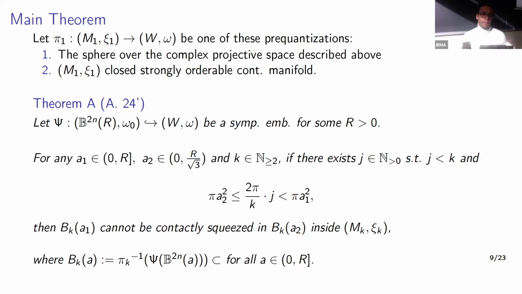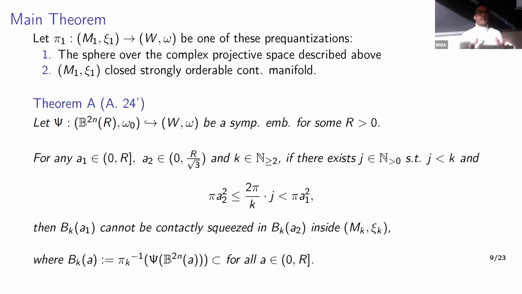But to have some examples in mind, you can think about a contact manifold which is hypertight, for example, that admits a contact one-form whose Reeb flow does not have any contractible Reeb orbit, or that admits a Liouville filling such that the symplectic homology of this filling does not vanish. Okay. So the theorem is the following.